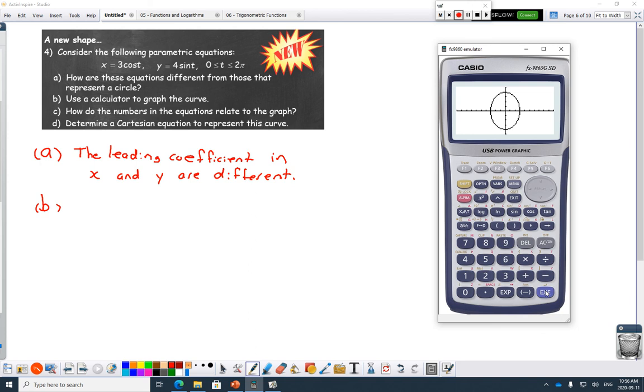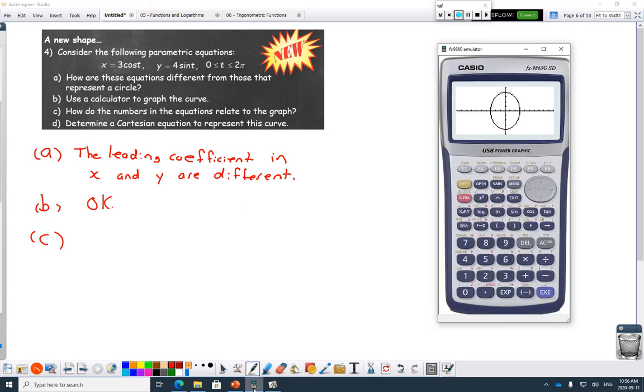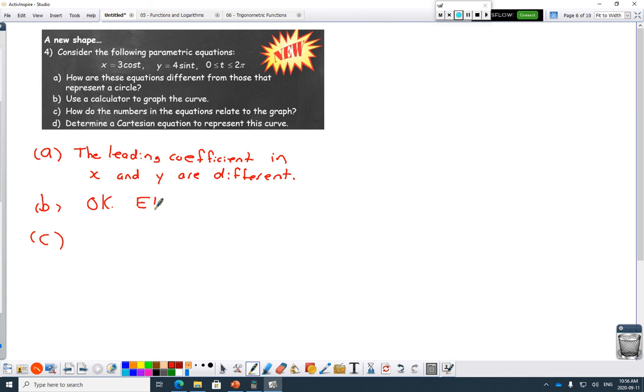Use a calculator to graph the curve. Okay. Just said graph it. How do the numbers in the equation relate to the graph? Now let's really look at the graph and see what we got here. And I really wish that B had asked what you see there. And most people call that an oval. Yeah? In math, we call that an ellipse.